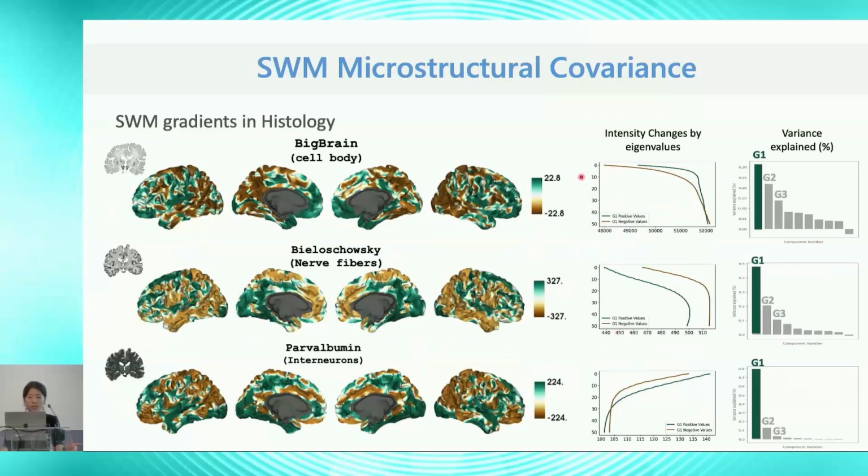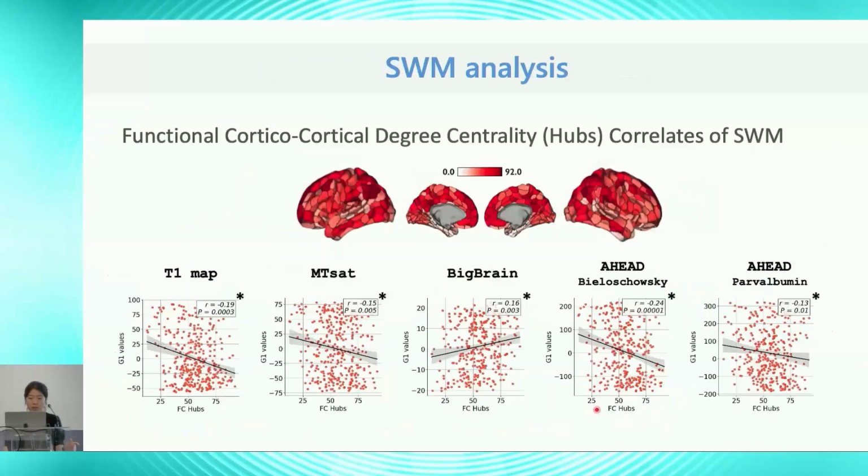The cell body stain shows significant intensity changes within the first 0.6 millimeter, with eigenvalues converging around 2 millimeter in depth. The nerve fiber stain reveals distinct intensity differences across the eigenvalues, with a big difference in skewness. While the interneuron stain shows that the eigenvalues stabilize at around 1.5 to 2 millimeter in depth.